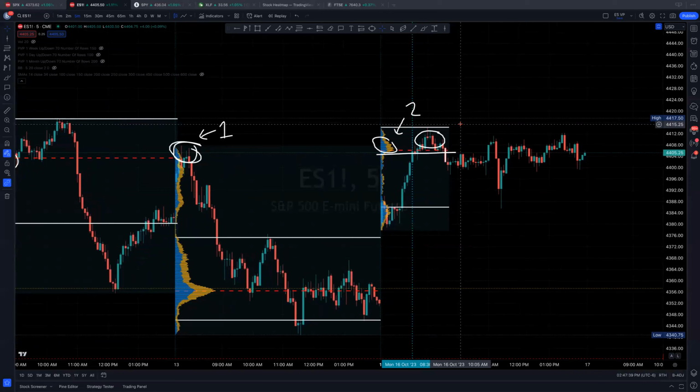Now, let me show you something really cool, guys. I was actually looking to short over here, but I didn't feel very comfortable today. Let me show you this really quick. I need to delete all these lines here.